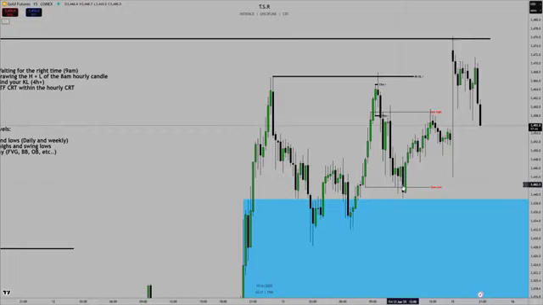This happening at 12 o'clock lunchtime, so a completely different model, so to say. It's not the 9 a.m. CRT, but there was a play there to take while understanding internal range to external range liquidity and having your bias in mind as well.